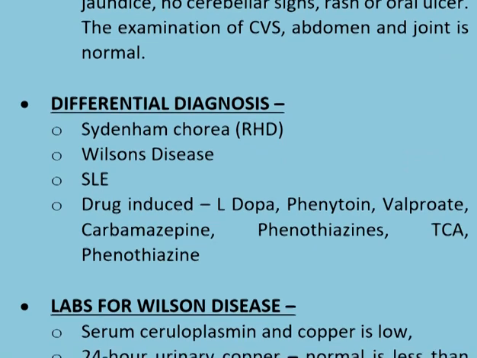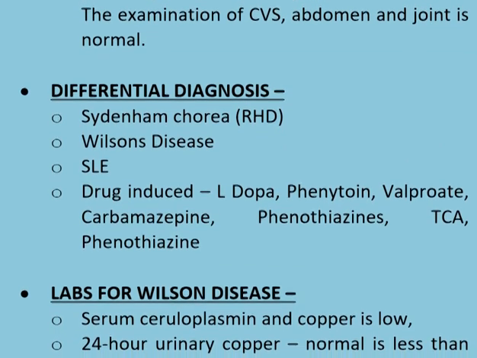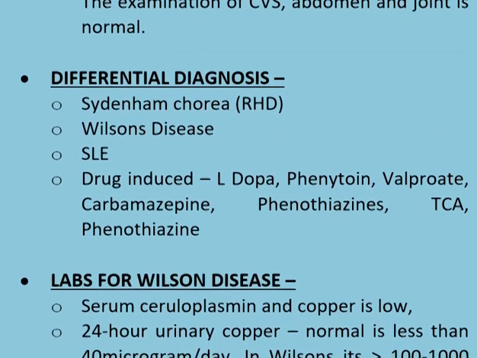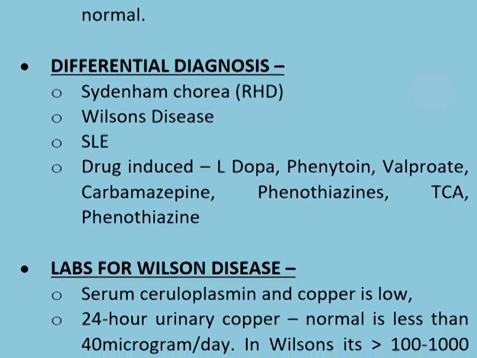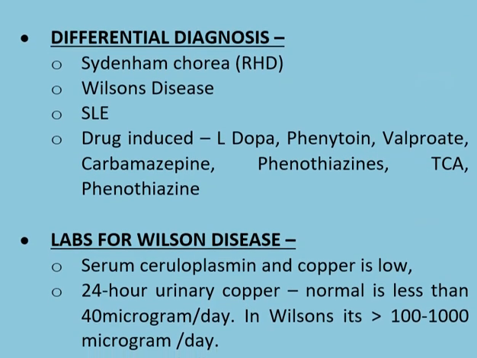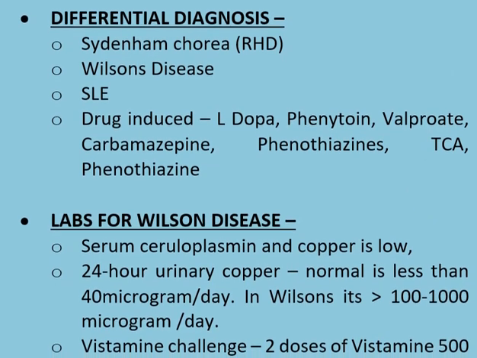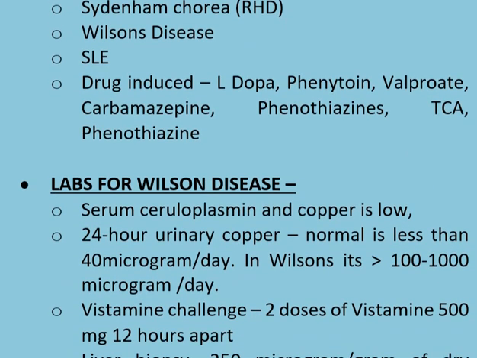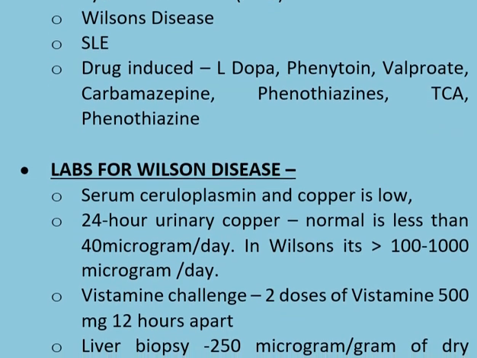What are the labs for Wilson disease? It can be asked. You tell the examiner that some of the labs will be for diagnostic and some for supportive purposes. The diagnostic labs include ceruloplasmin and copper, which is low. 24-hour urinary copper normal is less than 40 microgram per day. In Wilson, it is greater than 100 to 1000 microgram per day.